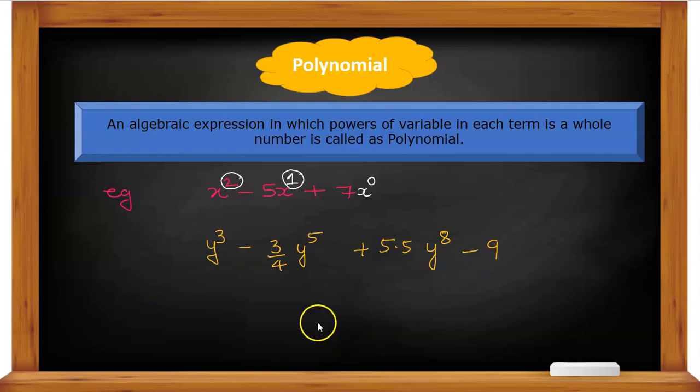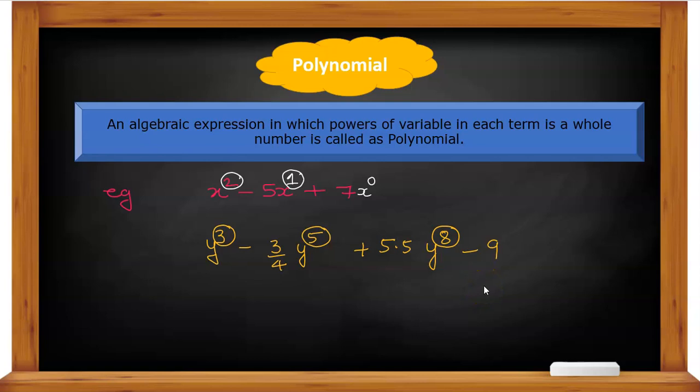In this expression, only one variable, that is y, is used throughout. So here in the first term, the power of the variable y is 3, which is a whole number. In the second term, the power of the variable is 5, which is again a whole number. Here also, the power of the variable is a whole number, that is 8. So in all the four terms, the power of the variable is a whole number. So this is also an example of a polynomial.